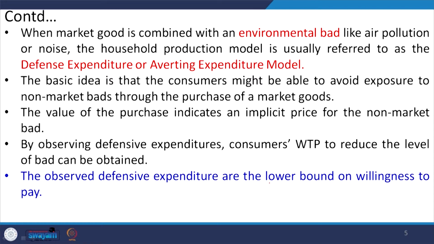So, what is the meaning of this lower bound? Obviously, when the consumer is purchasing the Aquaguard, that means he or she is willing to pay in order to avoid the bad water quality, and this is the lower bound. That means it is the minimum amount of willingness to pay he or she is displaying, but this amount of willingness to pay can be more. His or her behavior in terms of purchasing the particular market good in order to avoid the environmental bad is reflecting the minimum, or lower bound, on the willingness to pay for avoiding the same.